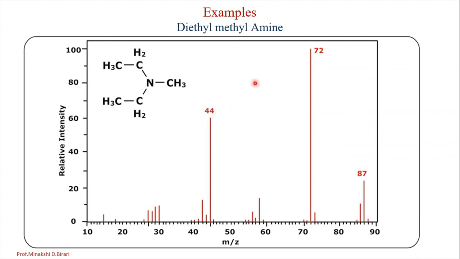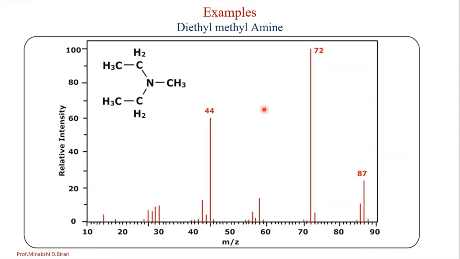Now if we consider the interpretation of the mass spectrum, this peak is the molecular ion peak, and the tallest peak, which has the highest intensity and is arbitrarily assigned a relative intensity of 100, is called the base peak. Here the base peak is observed at M by Z value 72 and the molecular ion peak at 87. So we must know the interpretation of the spectrum also. This is the mass spectrum of diethyl methylamine.